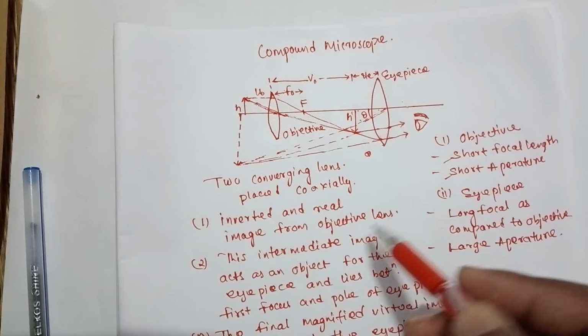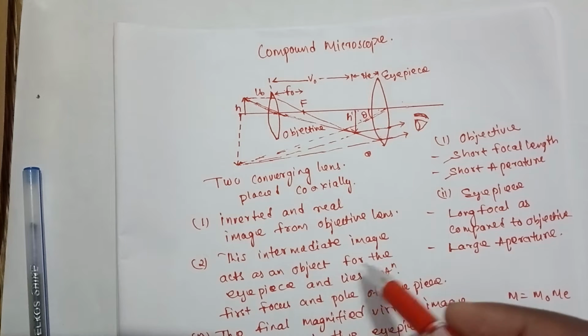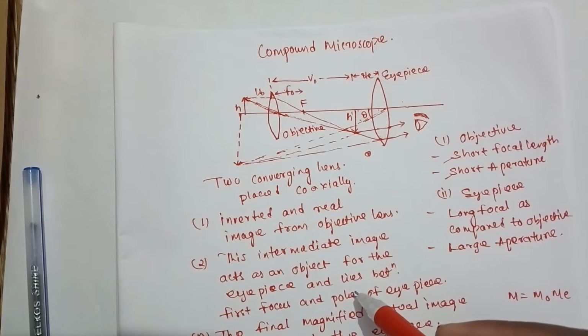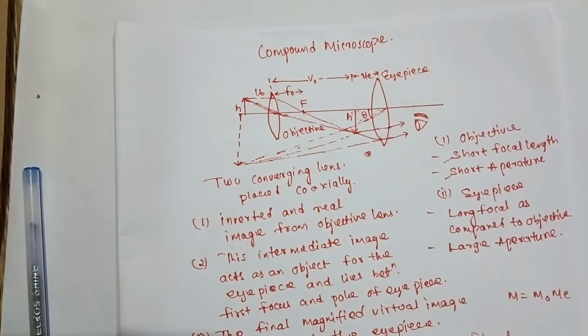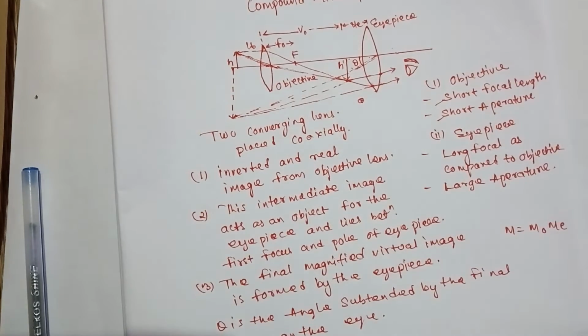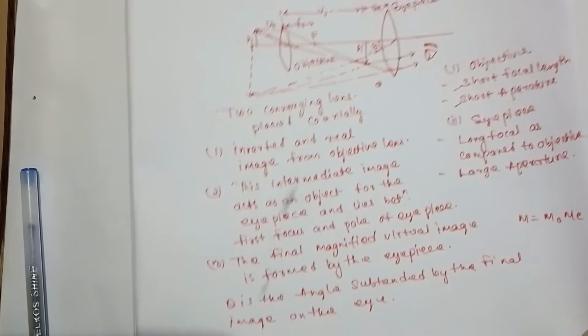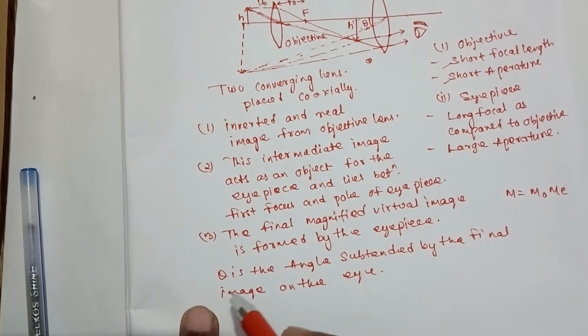So the intermediate image that is produced by the objective will act as an object for the eyepiece, means it will be fed to the eyepiece for the output. So after passing through the eyepiece, we get the final magnified virtual image. And theta, as you can see in this figure, is the angle subtended by the final image on the eye.